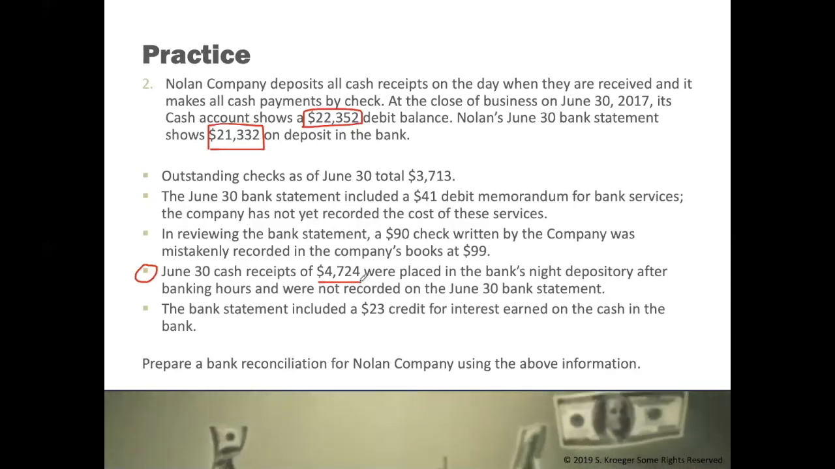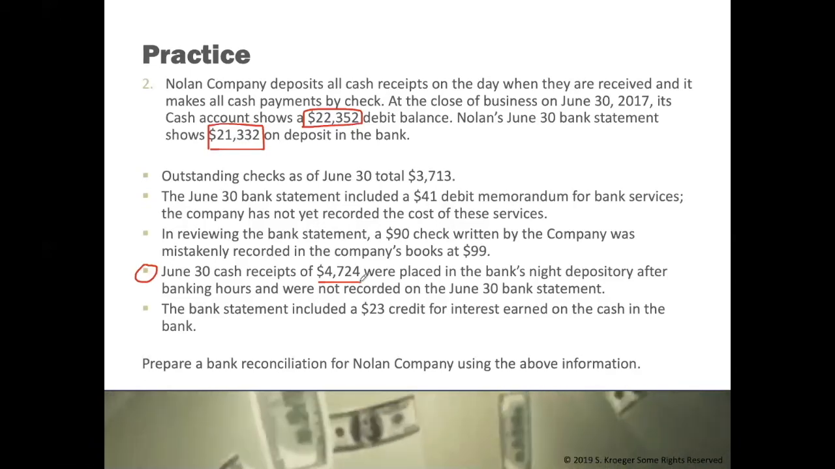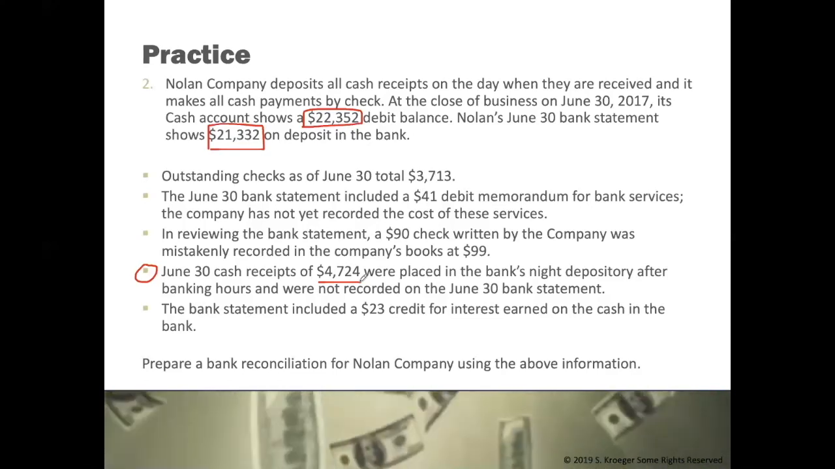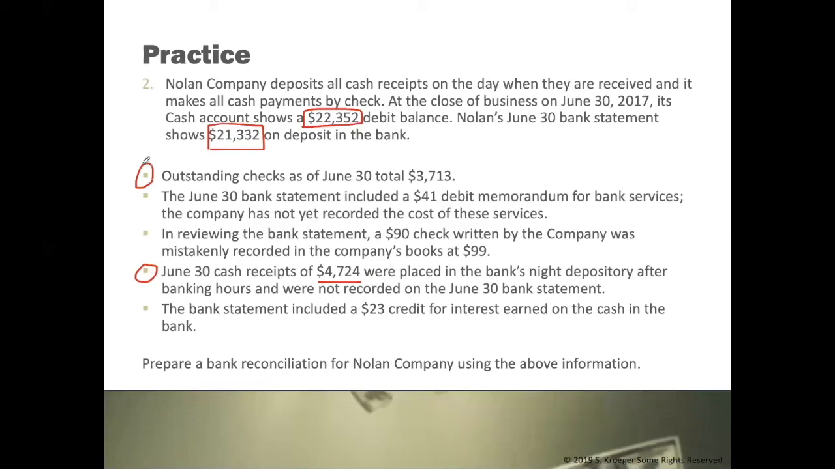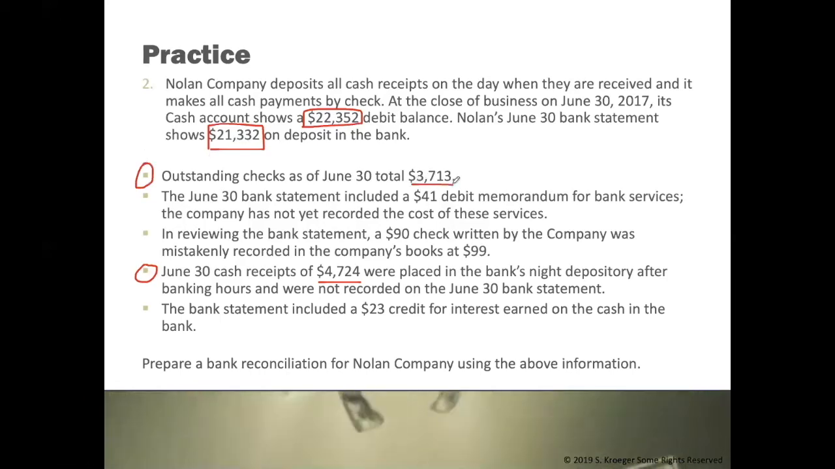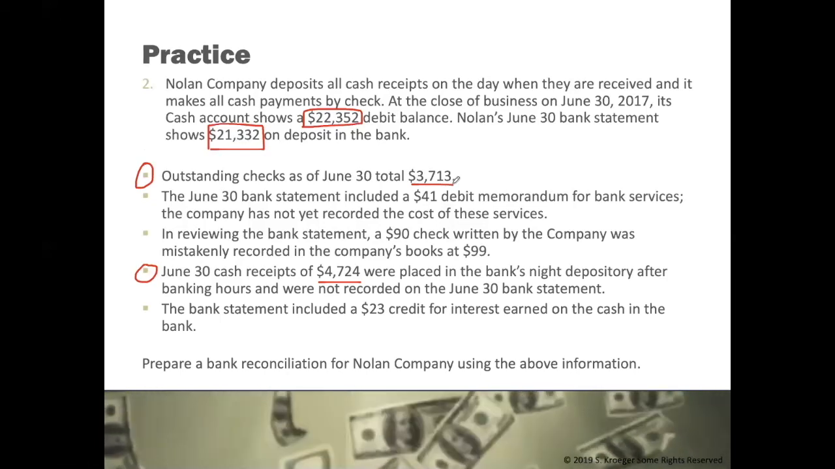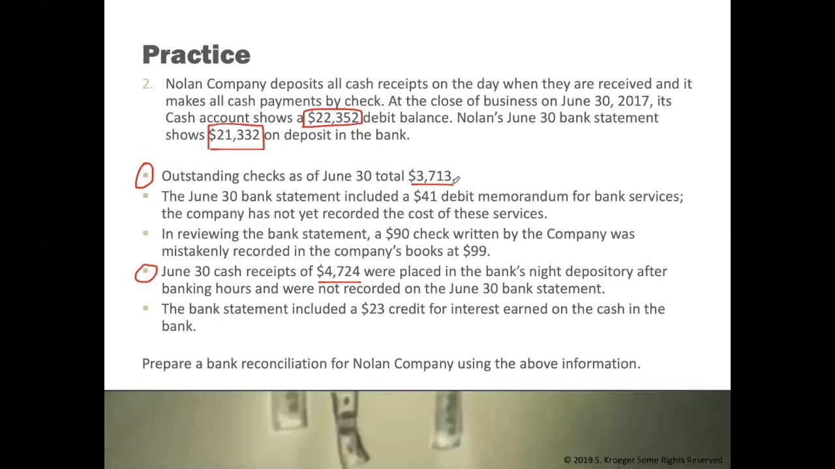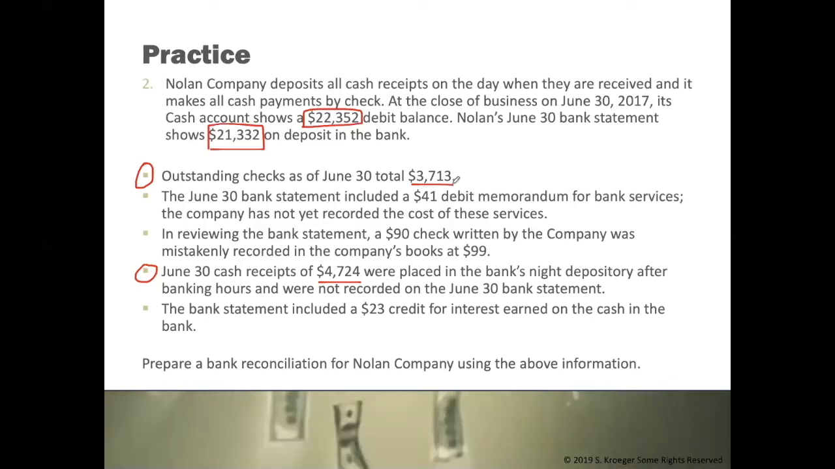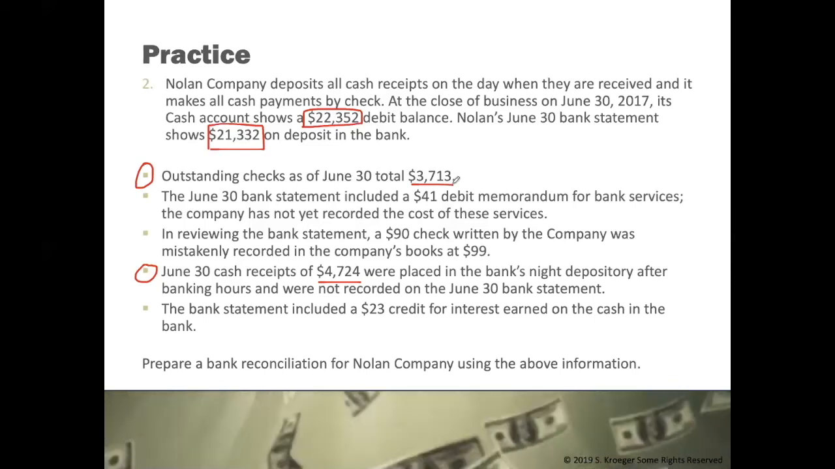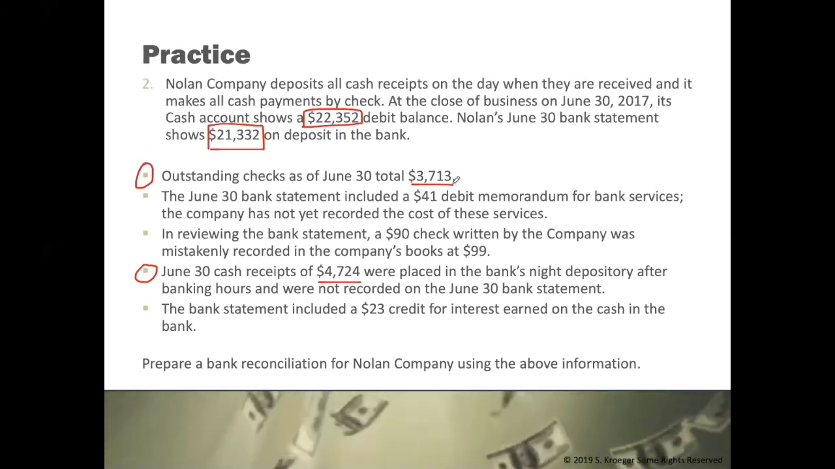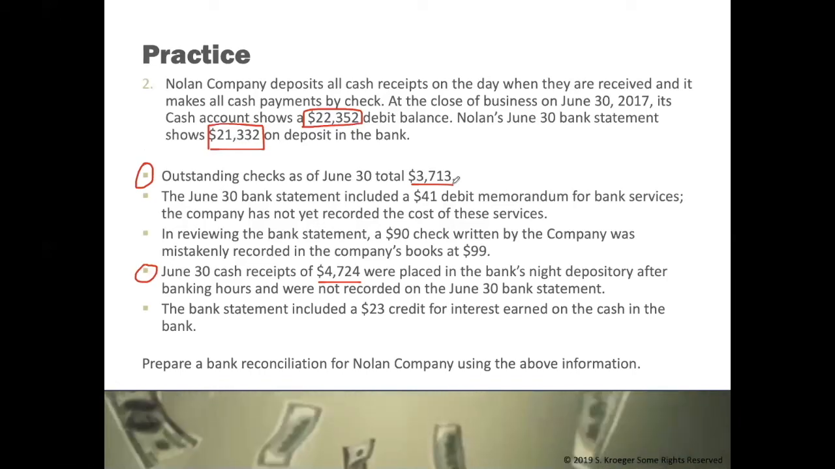The other item that appears on the bank side would be outstanding checks. Look through this and see if you can find any outstanding checks. It comes from this first item. Outstanding checks as of June 30th total $3,713. This means that the company wrote checks, put it in the ledger, wrote it in our books that we paid, and these people didn't cash the check yet. Does that mean that this money is ours to keep? No, it will eventually come out of the bank balance. It just hasn't come out yet. These are all timing issues. We need to subtract this amount from the bank side.